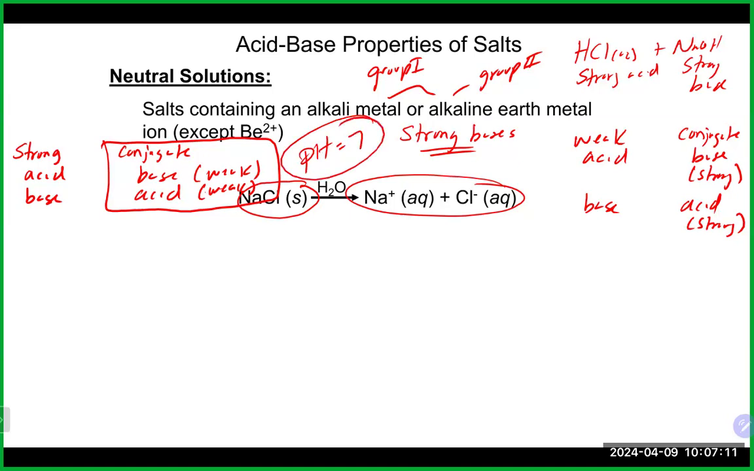So if you have some type of salt that originated from a strong acid and a strong base, you will know that the pH of that salt solution should be neutral, a pH of 7 in that particular case. Any questions on that?